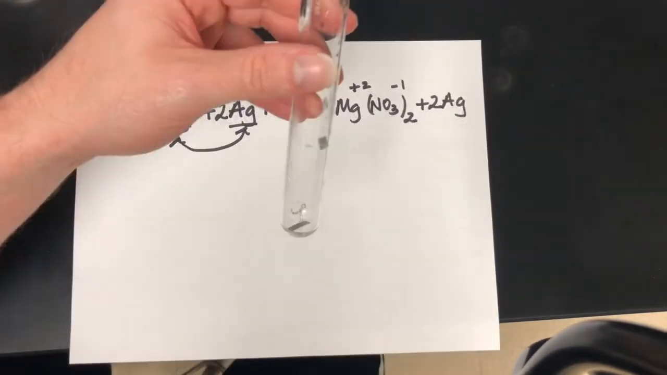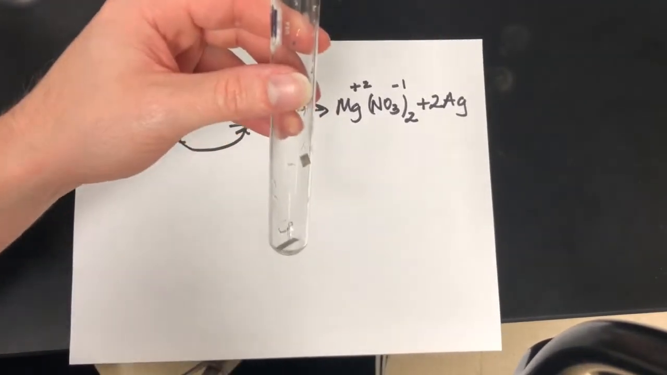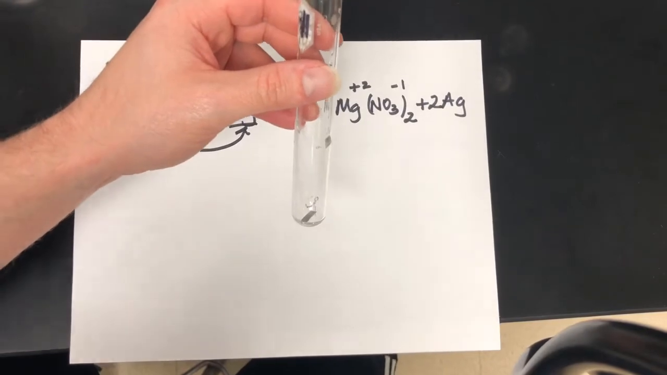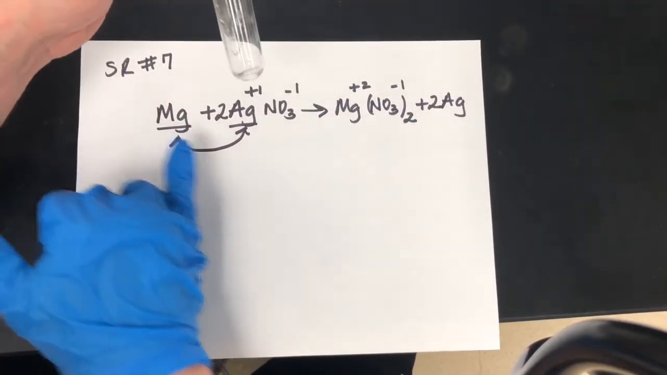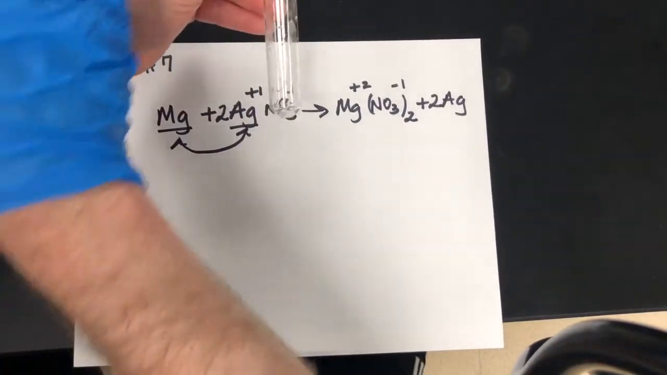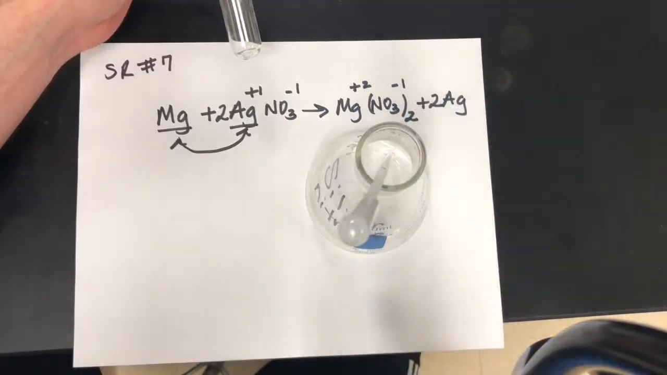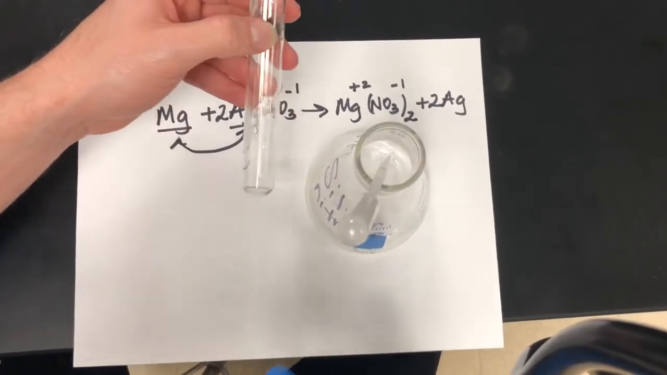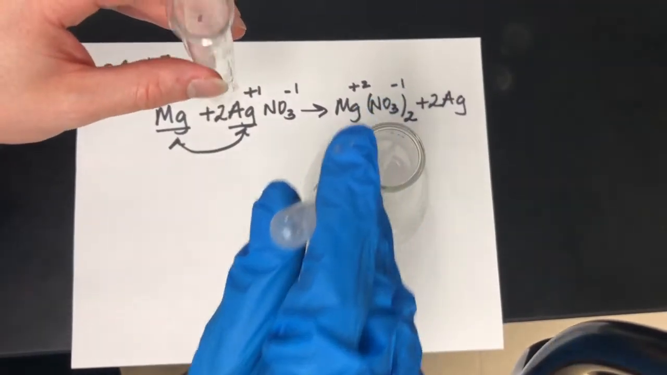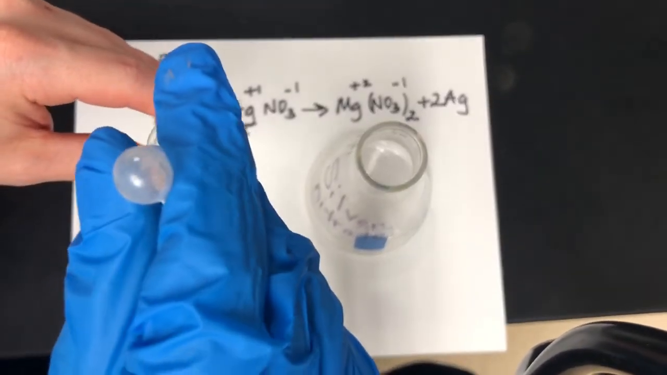I've already put my piece of magnesium in my test tube. And this is going to be single replacement reaction number 7. So we're taking magnesium plus silver nitrate. Remember, our silver nitrate is a clear solution. And we're just going to add a couple squirts to this, see if something happens.